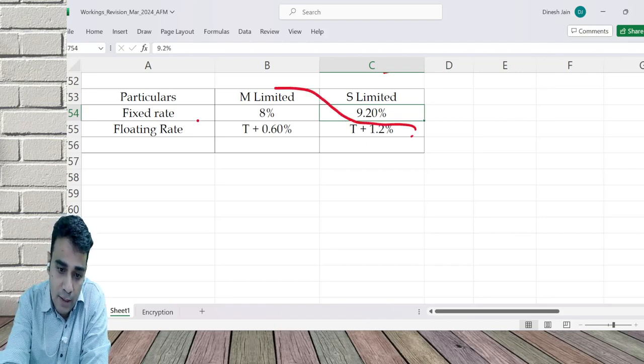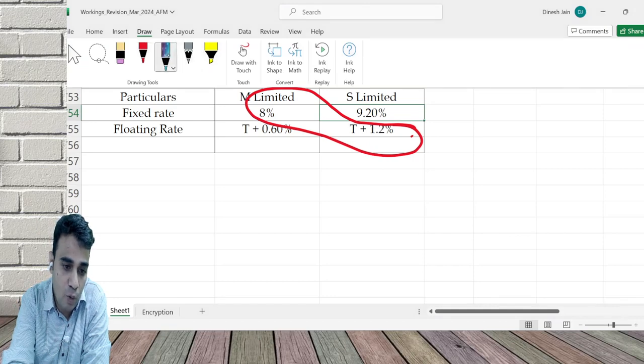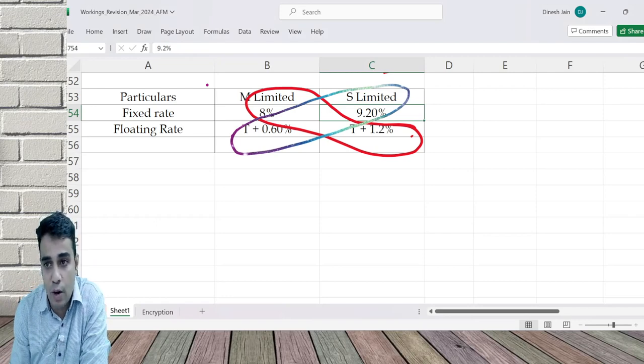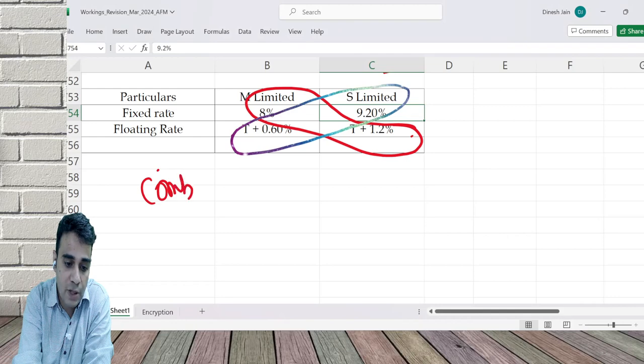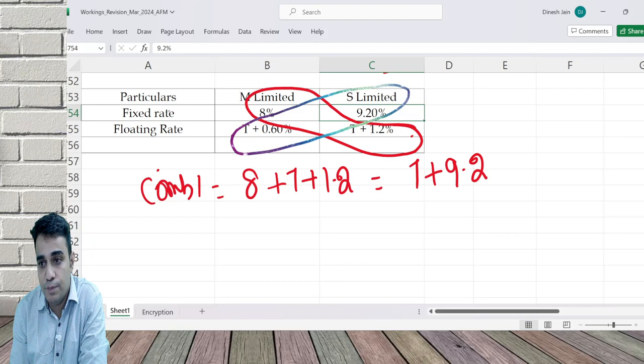I can do one, the red combination, or I can go for the other combination. There are two combinations which are possible. One is a red combination, other one is a blue combination. What is the total interest of the red combination? T plus 9.8. Now write combination 1: 8 plus T plus 1.2, T plus 9.2.